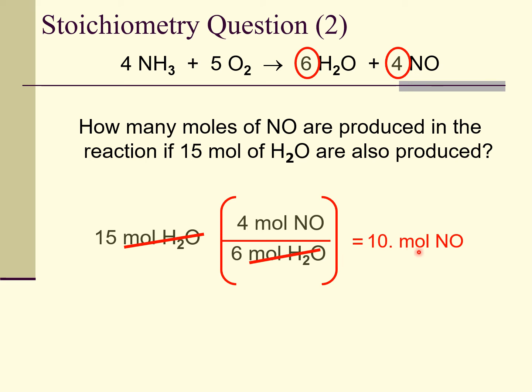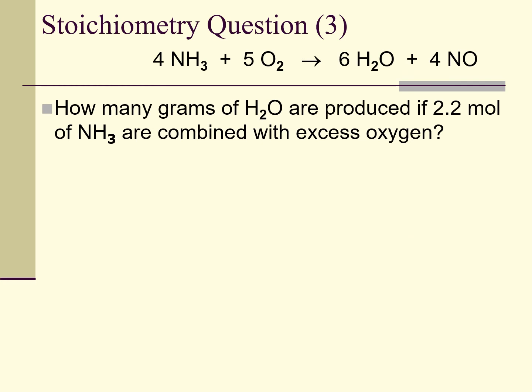And you have 10 moles of nitric oxide. Situation number 3. Still in the same chemical reaction. This time, you are asked for grams. Grams of water. How many grams of water are produced if 2.2 mole of ammonia are combined with excess oxygen?